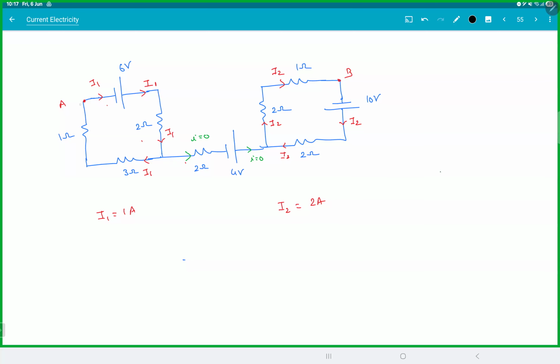Now you need to go from A to B. So yeah, I can go anywhere I want. I'll go like this. You can choose any other path you want. You'll get the same answer. So I'll go like this, this, and this.